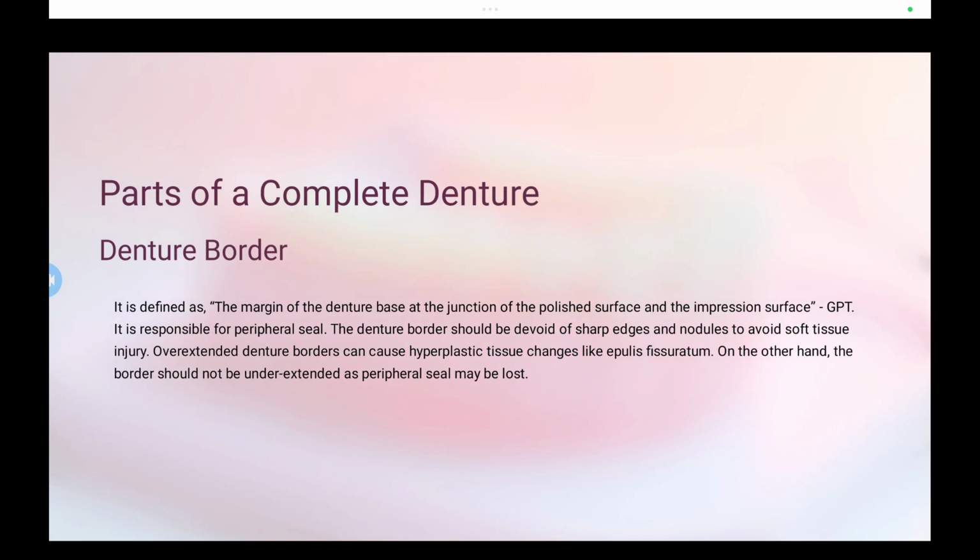The denture border should be devoid of sharp edges and nodules to avoid soft tissue injury. Overextended denture borders can cause hyperplastic tissue changes like epulis fissuratum. On the other hand, the border should not be underextended as peripheral seal may be lost.